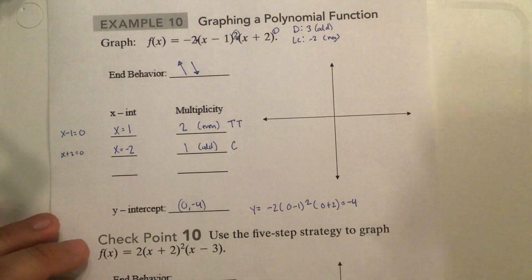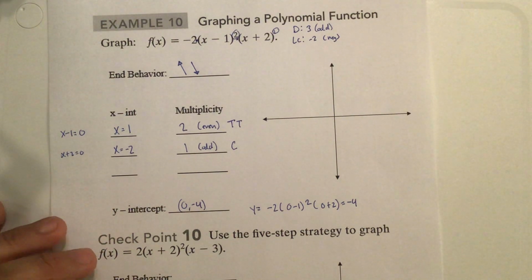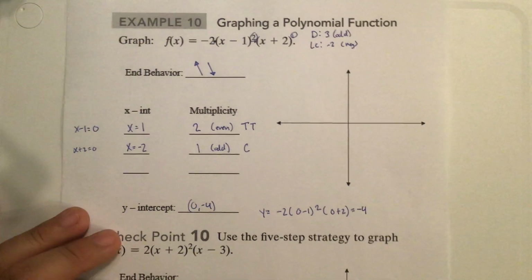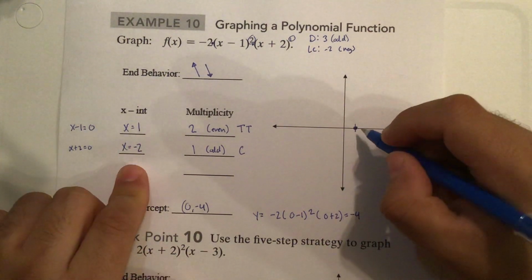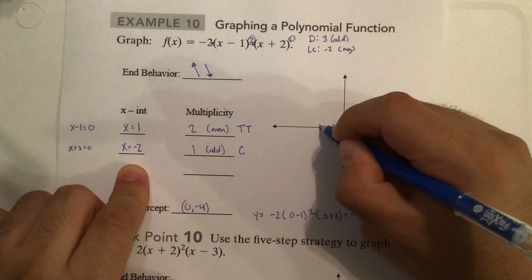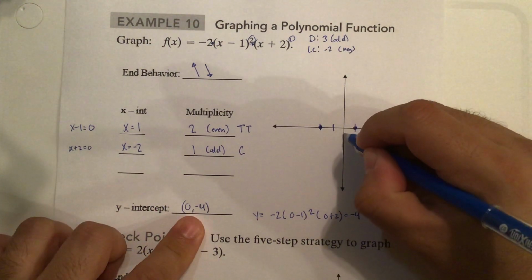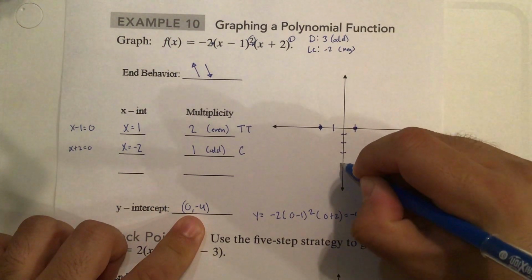All right, so just like before, I'm going to graph this information, and then I'm going to make my graph. So I have an x-intercept at x equals 1. I have one at -2, so -1, -2. And I have a y-intercept at -4, so 1, 2, 3, and 4.